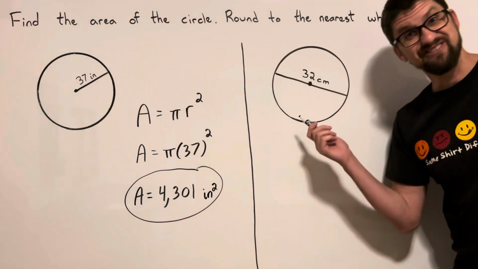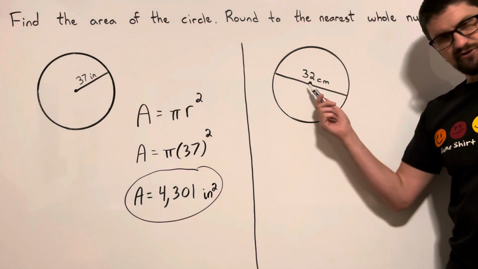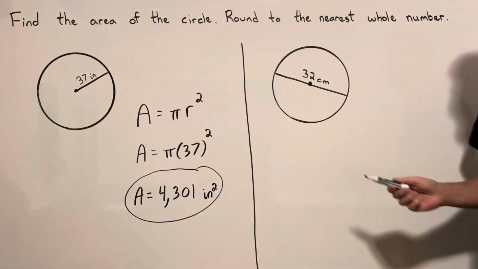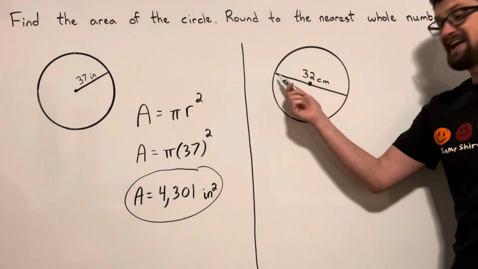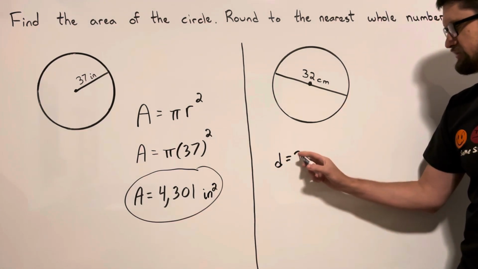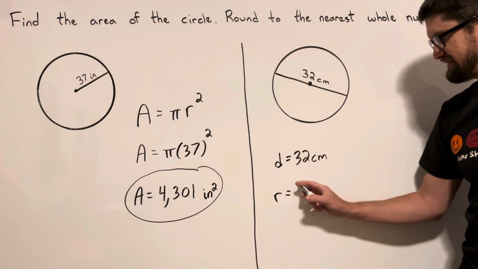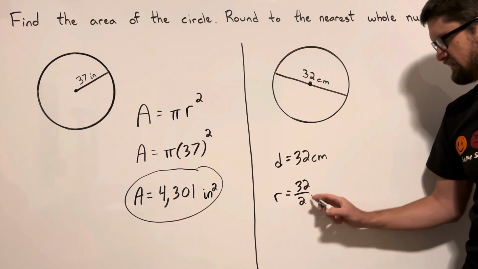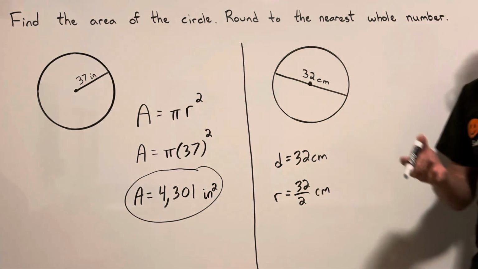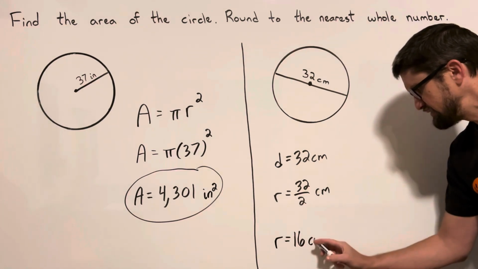All right, let's find the area of this circle. This circle, the diameter is given to us. So if we want to use this formula for the area of the circle, we need to find the radius. The radius is half of the diameter. So if the diameter here is 32 centimeters, the radius is going to be half of 32. And 32 divided by 2 is 16. So the radius is 16 centimeters.